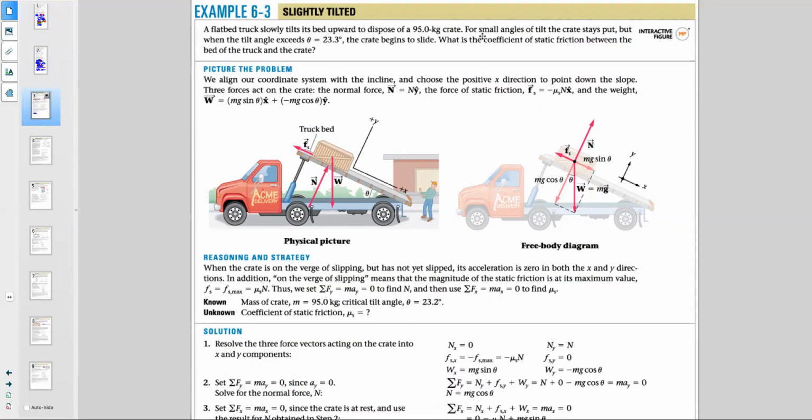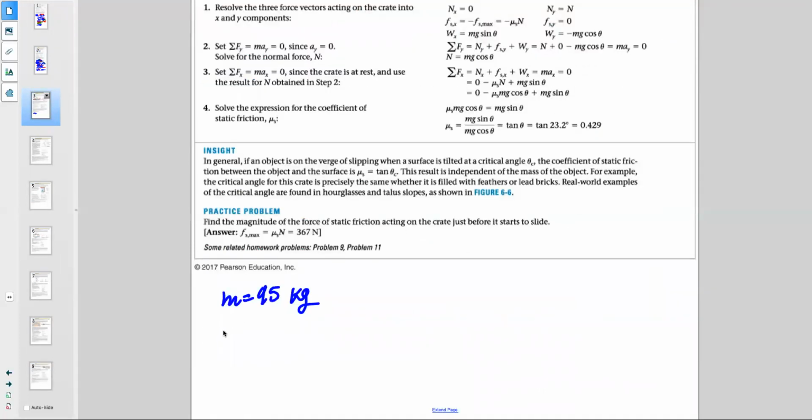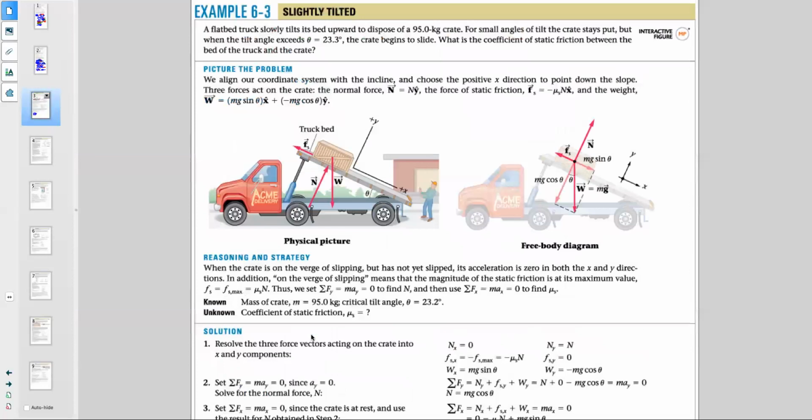For small angles of tilt, the crate stays put. But when the tilt angle exceeds 23.3 degrees, so whatever angle I have greater or equal to 23.3 degrees, the crate begins to slide. So that is the minimum requirement, 23.3, to have this box sliding down. What is the coefficient of static friction between the bed of the truck and the crate?